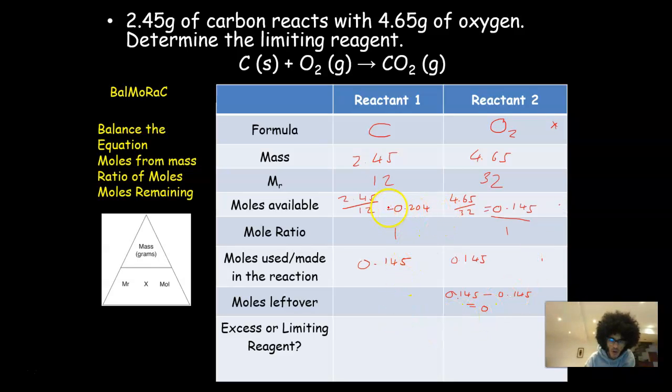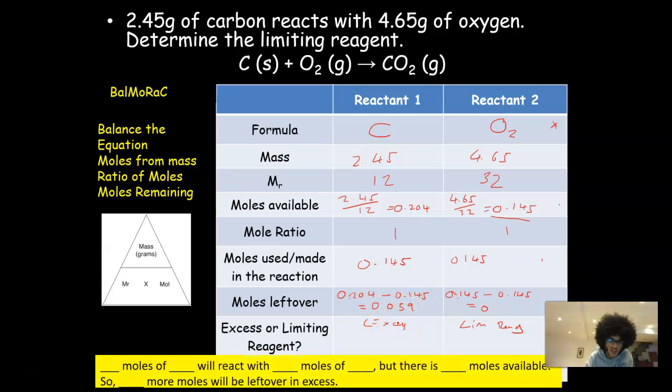However, here I have a bit more. I've got 0.204 moles. So it'd be 0.204, that's what I started with, take away what I reacted with, which is 0.145, and that would give me 0.059. Okay, now you can see this is clearly the limiting reagent, which is consistent with what we found out before, and this is clearly in excess because I have that much left over.